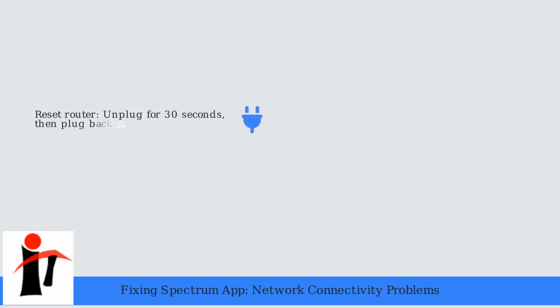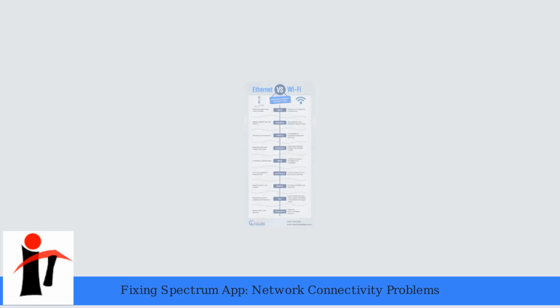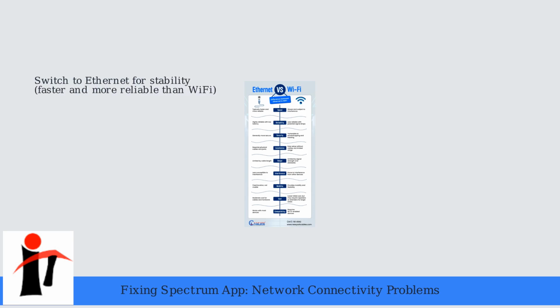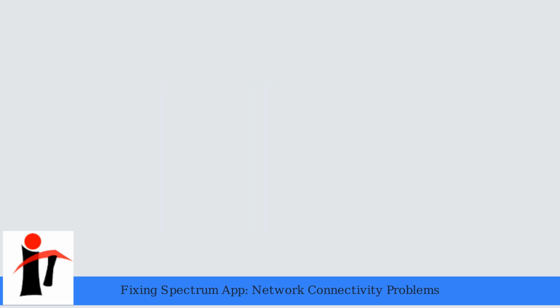Reset your router by unplugging it for 30 seconds and then plugging it back in. This can resolve many network issues. For a more stable connection, consider switching from Wi-Fi to Ethernet. Ethernet typically offers faster and more reliable speeds.